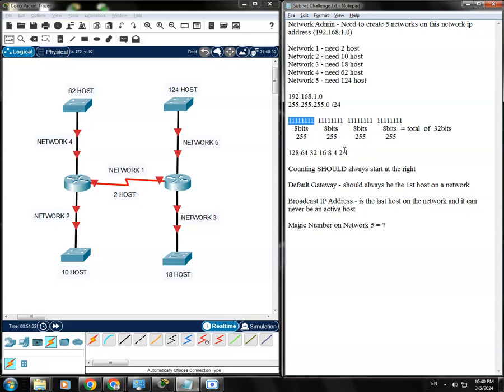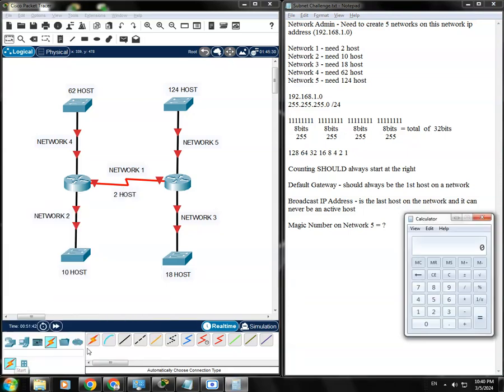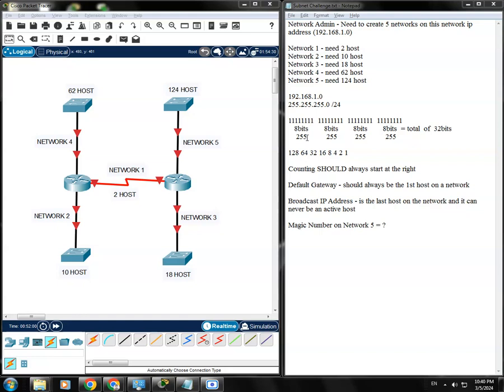Why? Because if we count all of the numbers in here, let me get a calculator. I'm going to count them starting from 1, plus 2, plus 4, plus 8, plus 16, plus 32, plus 64, and then plus 128, will be a total of 255. So this one is a 255. This is a 255, and this is a 255, and this is a 255.